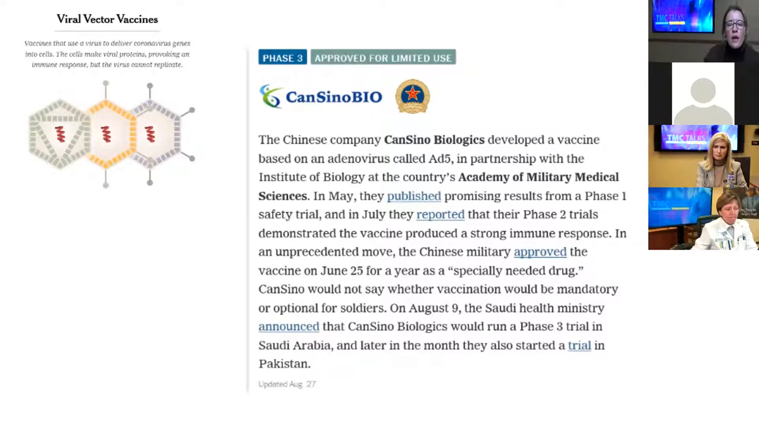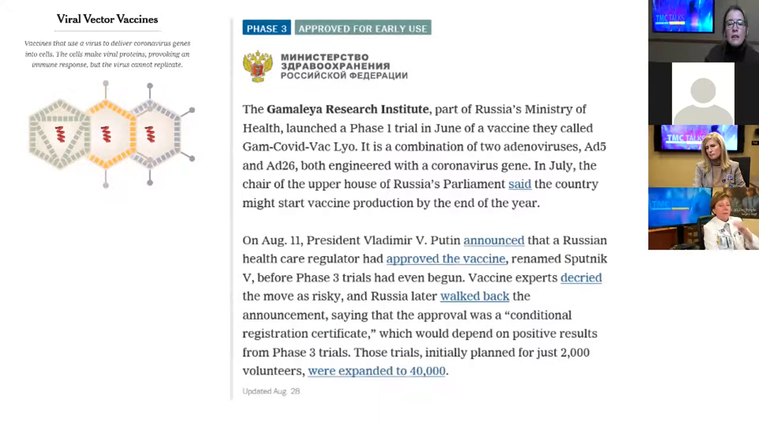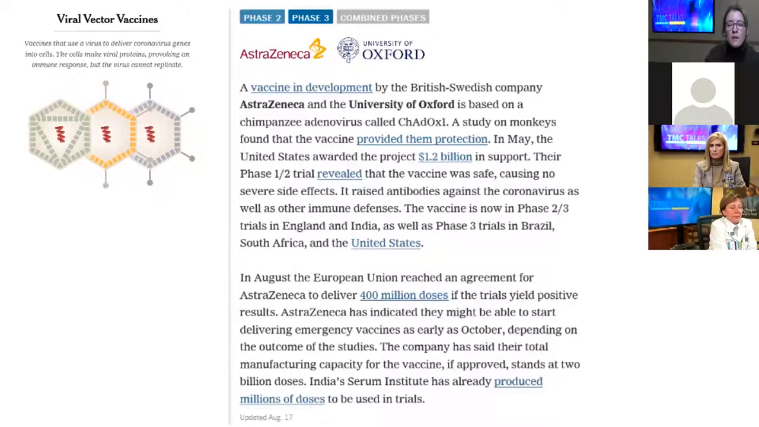So I'm sure you all have heard that the Chinese started immunizing their population already with a vaccine. This is a vaccine they're using, a viral vector vaccine. What they did, however, is they skipped the phase three stage of investigation and just started giving the vaccine to the public. It's the same situation that happened in Russia. The Russians also started giving this same type of vaccine, and they're doing it without doing a phase three study like we are in the United States.